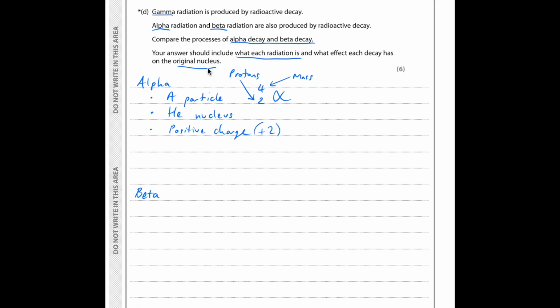Now what happens to the original nucleus if an alpha particle is given out? So just say this is the original nucleus here, just with all these particles, and if alpha is given off, then you're going to have this, which will be -4 of a mass, because it's just got rid of 4 little particles. So original nucleus, mass number decreases by 4.